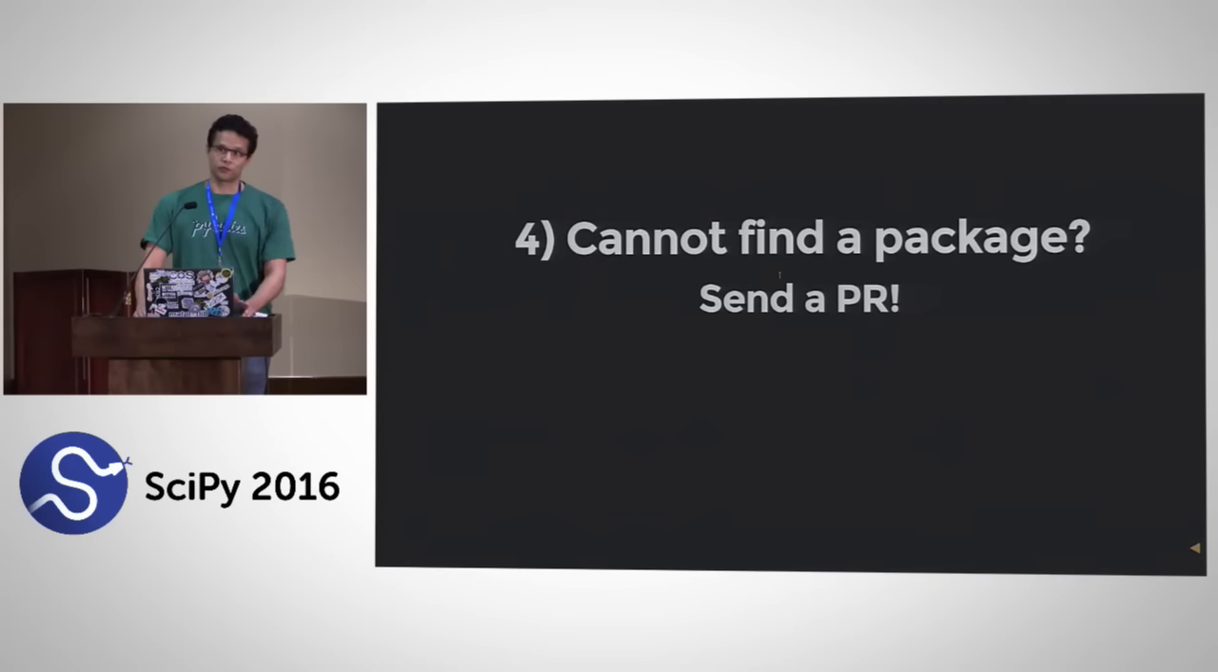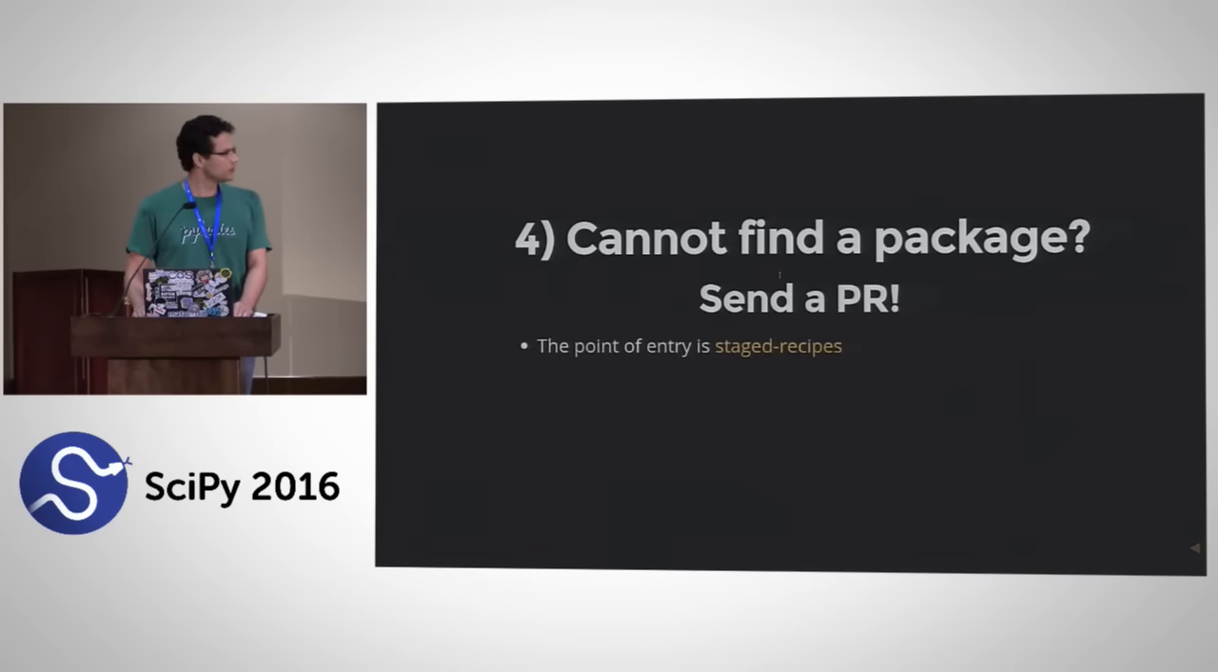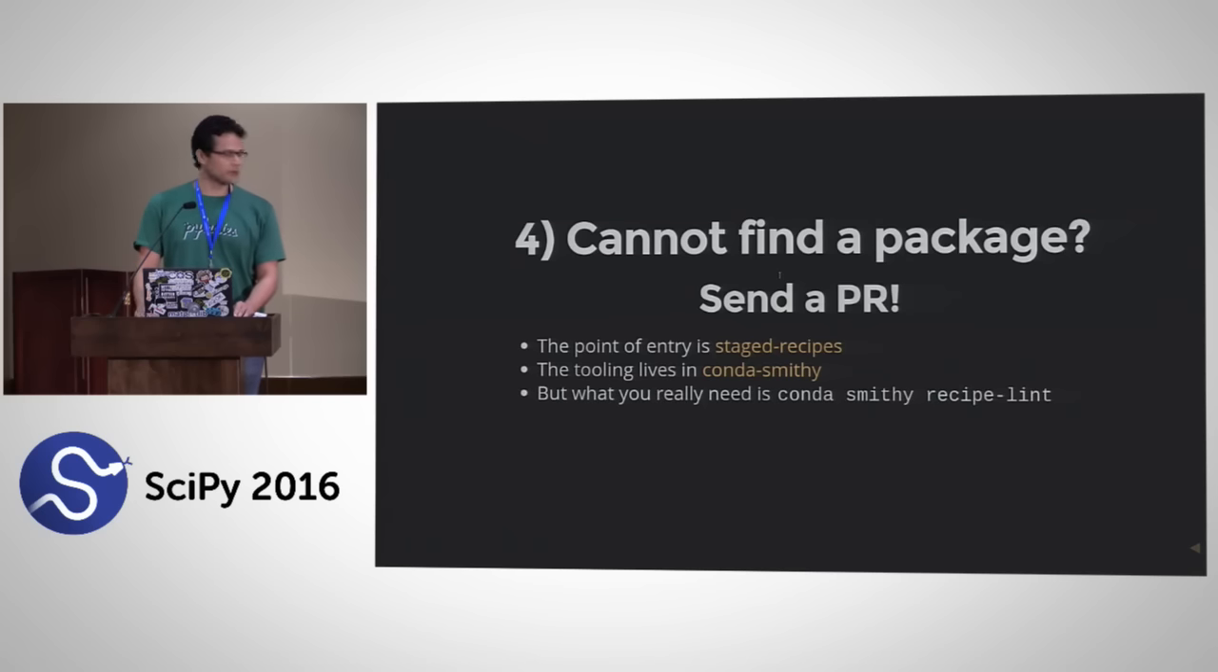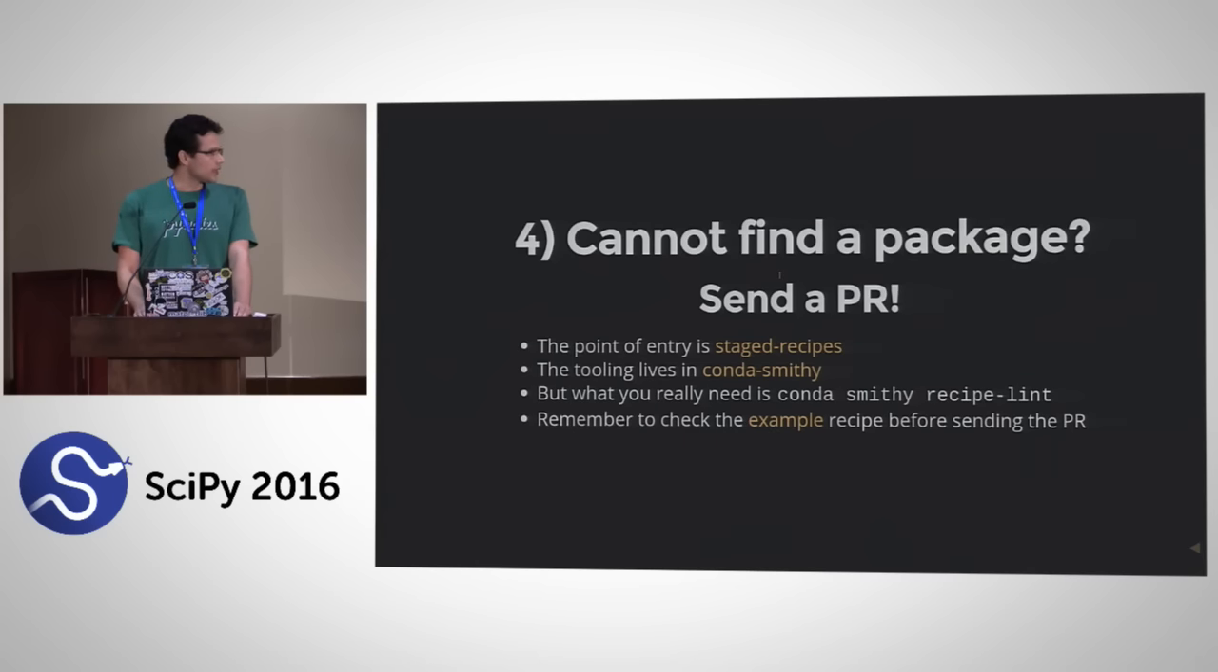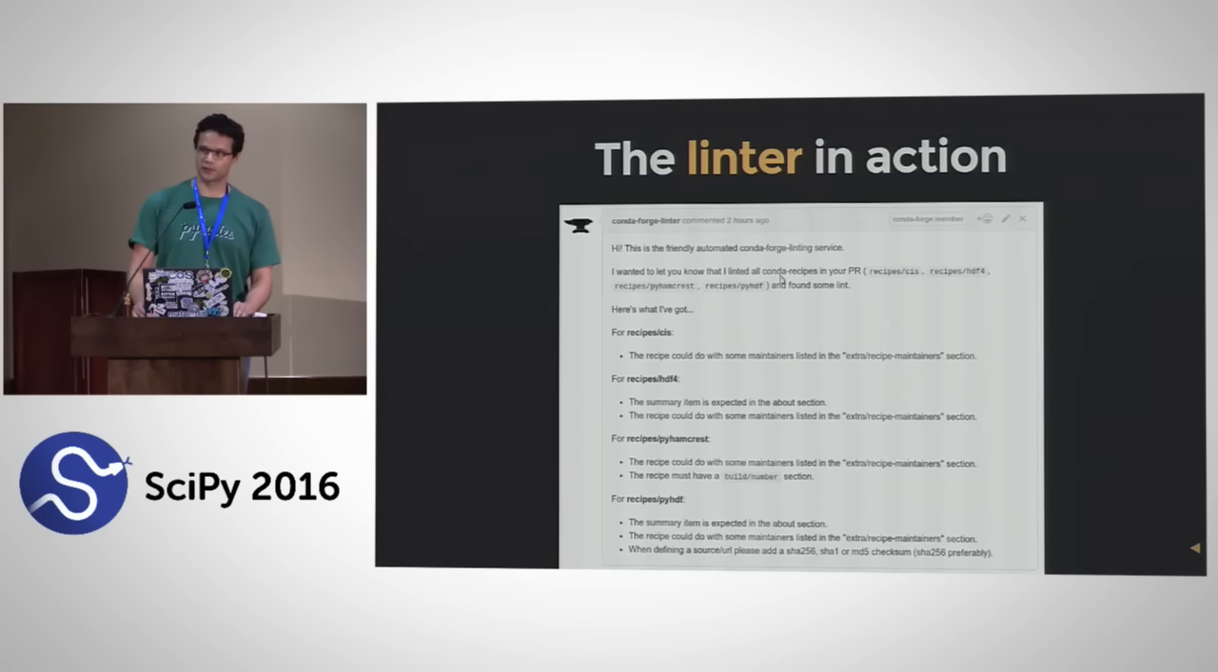But what if the package is not there? That's the last step and the most complicated one. You have to fork staged-recipes. That's our entry point. You're probably going to need our tool called conda-smithy. From conda-smithy, all you really want is the recipe linter to check your recipe. Check our examples before asking any questions and help us improve our examples, or better yet, sprint with us and help us improve conda skeleton so we don't need that example. And if you don't use the linter, our bot is going to scream at you saying everything that's wrong with your recipe.